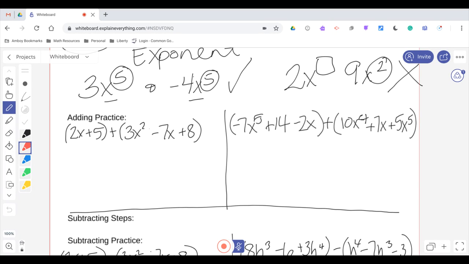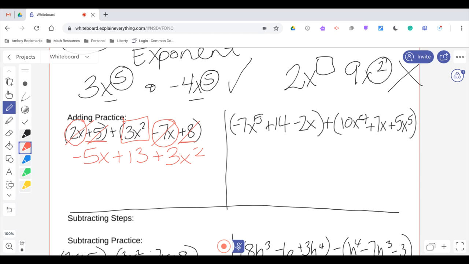I'm just going to go in order. I have a 2x over here, and I have a negative 7x over here. Those both have the same variable and exponent, so they can combine. 2 minus 7 makes negative 5x. And then the next thing I have is a 5, which can combine with this 8 over here. So 5 plus 8 makes a positive 13. Now that I've used everything that can combine, I do still have this 3x squared left over, and I do still need to include it. It won't change. It'll stay as it is.